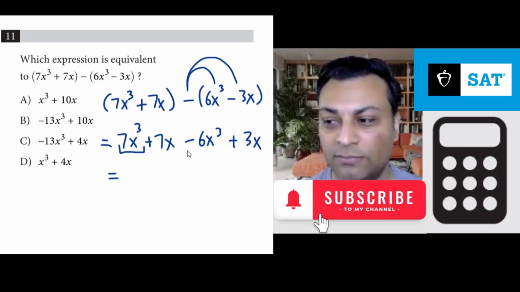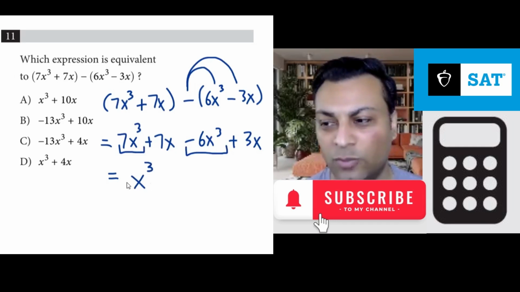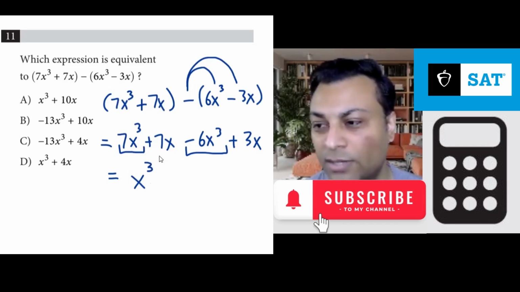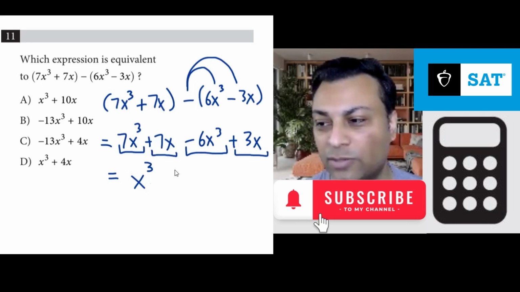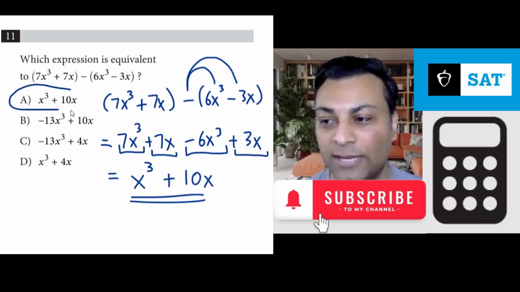7x cubed and minus 6x cubed is 1x cubed, which is x cubed. The 1 is invisible. This 1 over here is optional. Then you have plus 7x plus 3x. If you combine those, you get 10x. 7 plus 3 is 10x. So finally, you get x cubed plus 10x, which is option A.